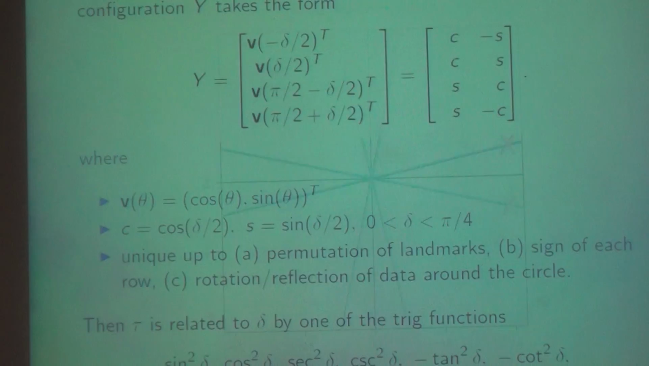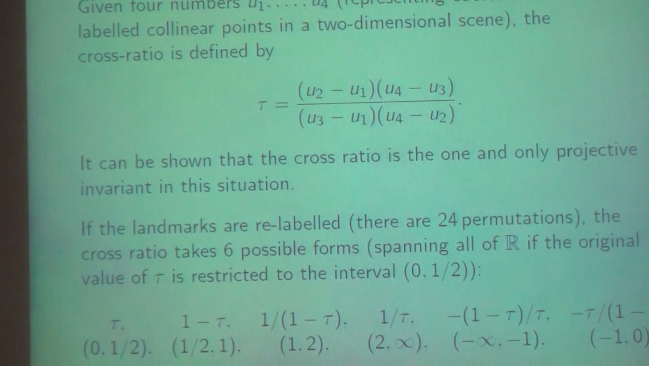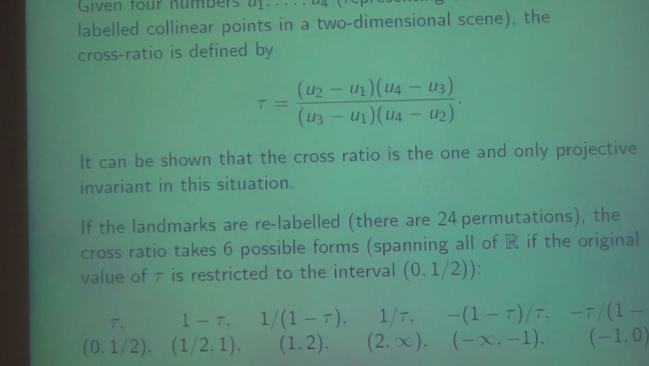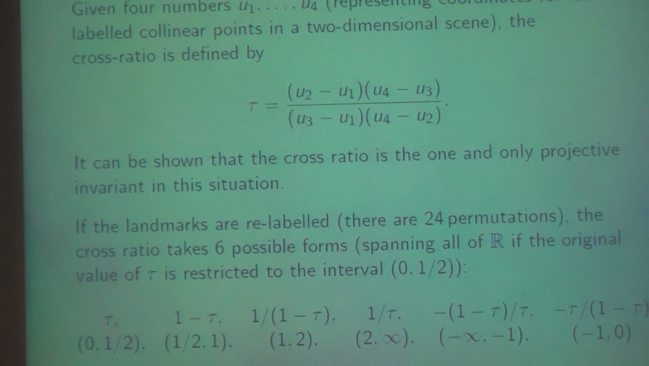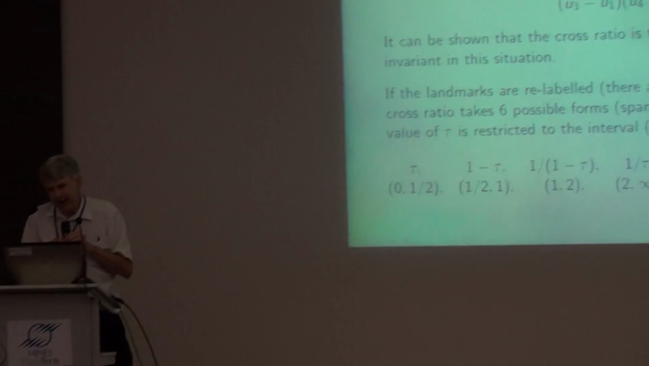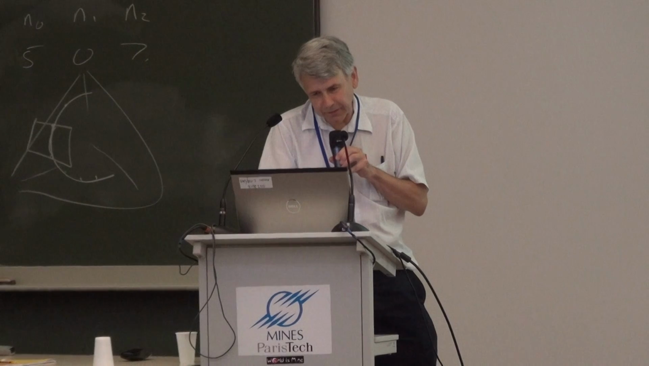If we go back to the original definition, suppose landmark 1 and landmark 2 are equal to one another. The cross ratio is 0. The other 3 are all different. But in my standardized representation, if landmarks 1 and 2 are very close together, I'm also going to force 3 and 4 to be close together on my circular film, because there's only one angle delta representing the shape of that image on the circular film.